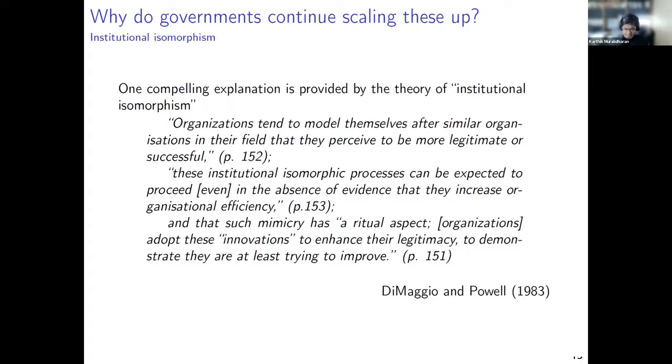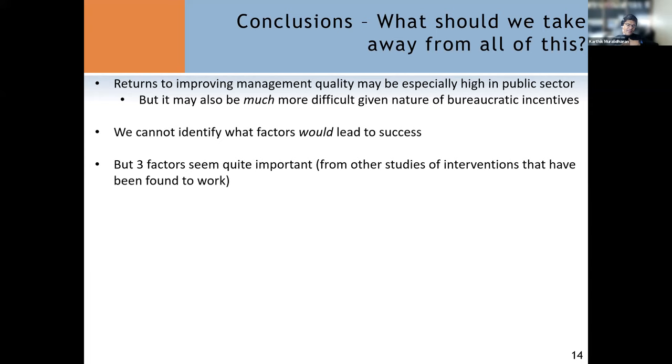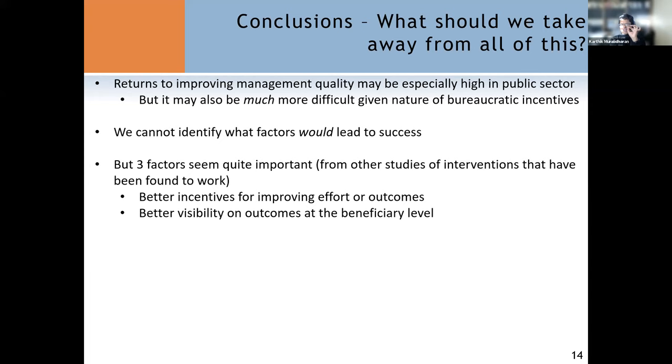So the conclusion from all of this is that the returns to improving management quality may be especially high in the public sector, given that it's low to begin with, but it's also going to be much harder. We cannot identify what factors would lead to success. As with any failure, it could have failed for many sets of reasons, but the three important factors that we highlight, based on studies of other interventions that seem to have worked, the first is incentives. The second is visibility and outcomes. I'll come back to this at the very end of this lecture.